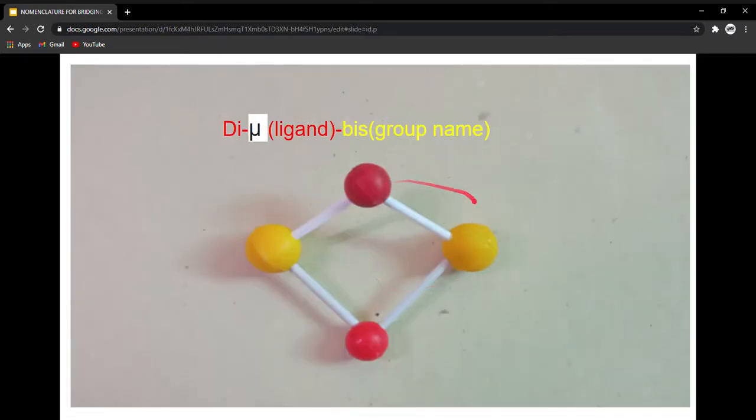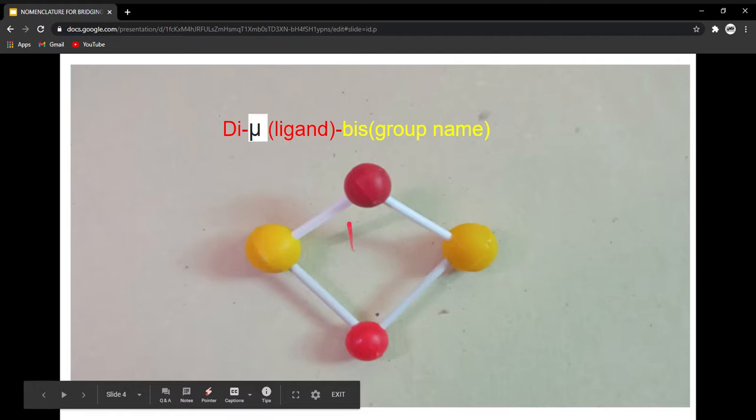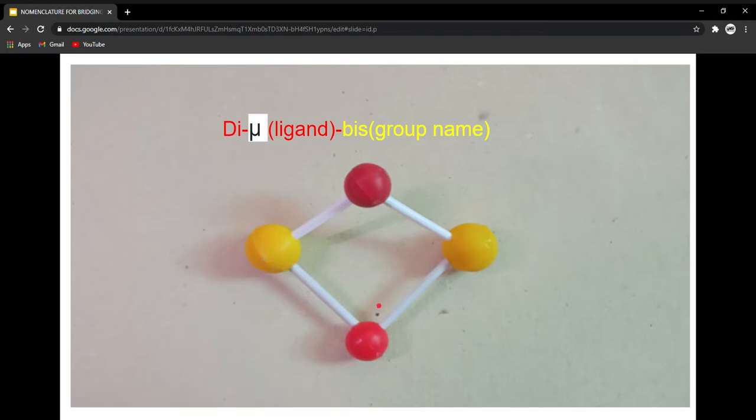Okay. Next case is the fifth case. In this model, you can observe the ligands are the same. The groups attached to this ligand are also the same. So how should I name? Dimu, name of the ligand, bis, name of the group. Okay, that's it. Now we shall learn a few examples. From that you will understand even better.